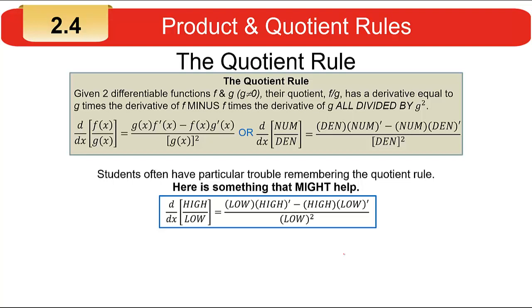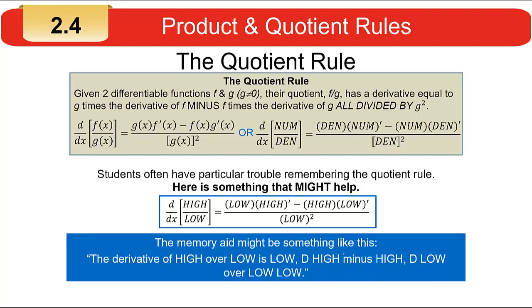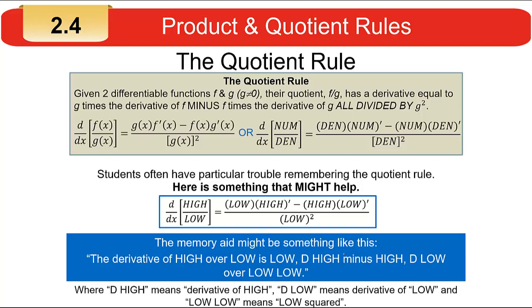Now, the reason I wrote it that way is it generates a memory aid that you can say. And if you think that helps, then that might be a good way to remember it. The memory aid might be something like this. The derivative of high over low is low d high minus high d low over low low. And in that context, d high means the derivative of high, and d low means the derivative of low, and low low means low squared. So if that memory aid helps you, there you go. Use it if it helps.